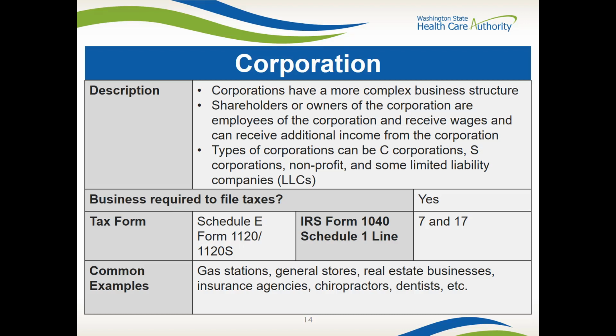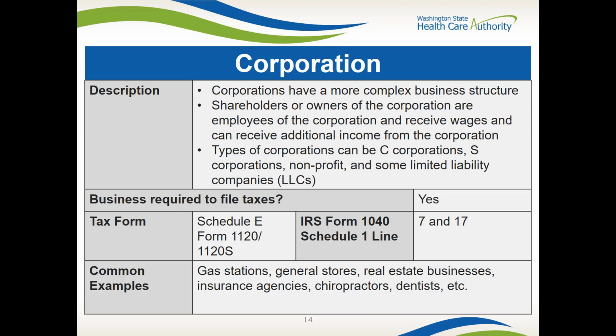Some common examples, especially for Apple Health recipients, are S corporations and include gas stations, general stores, real estate businesses, insurance agencies, chiropractors, dentists, etc. Typically, when providing proof of income for a corporation, individuals provide their most recent tax return as proof of income and proof of current wages that the corporation is paying them.